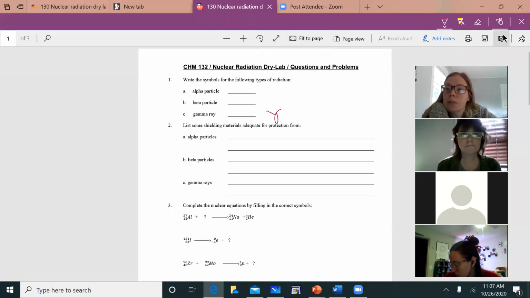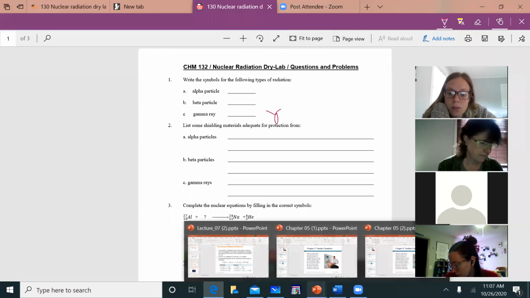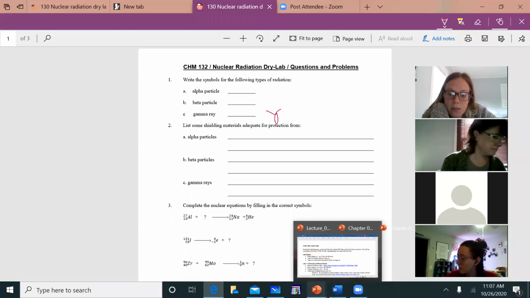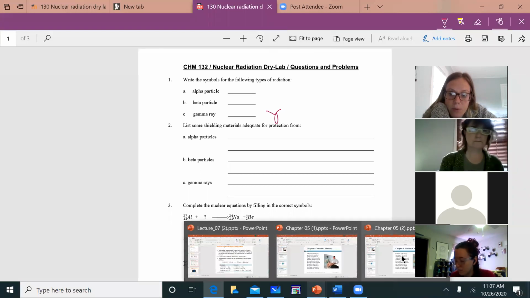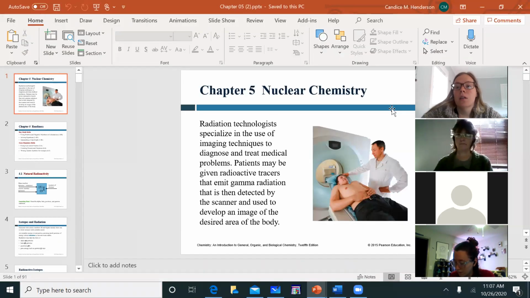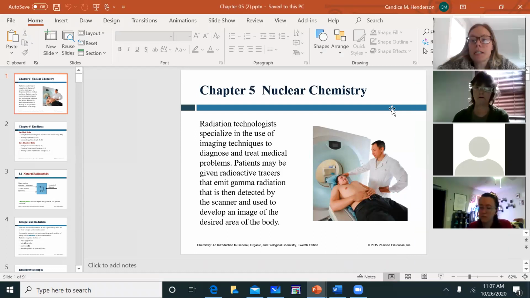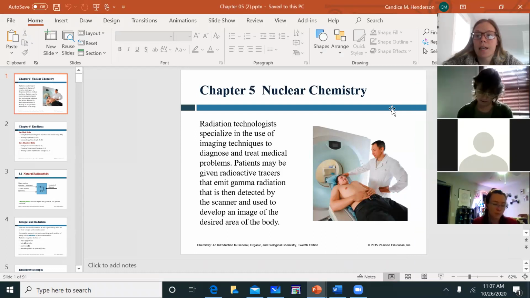Let's go back. We'll use the slides to guide us through this, doing some example problems too. So nuclear chemistry sounds a little scarier than it is. Nuclear chemistry is a very complicated thing, but as far as what you guys are going to be working with, we'll keep it pretty simple.